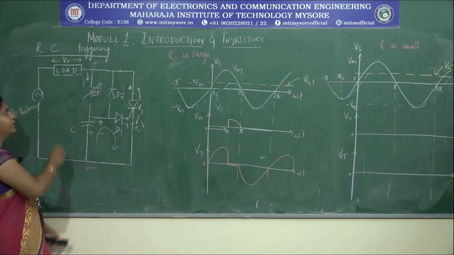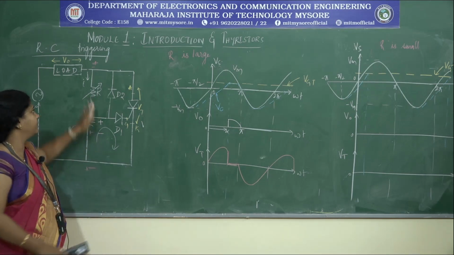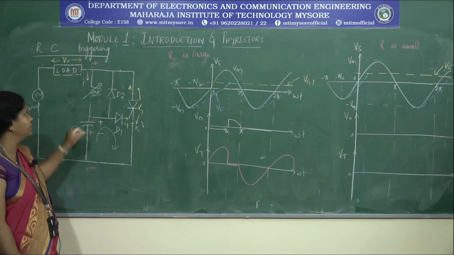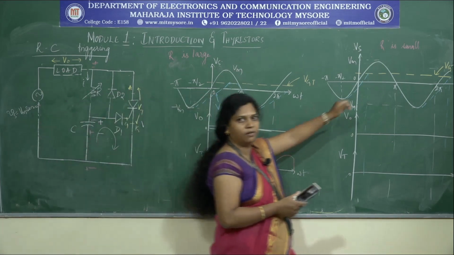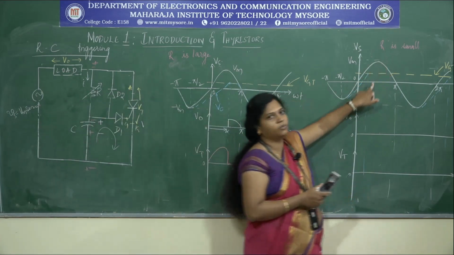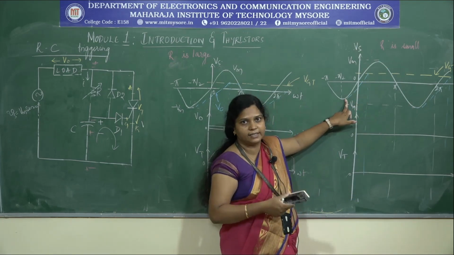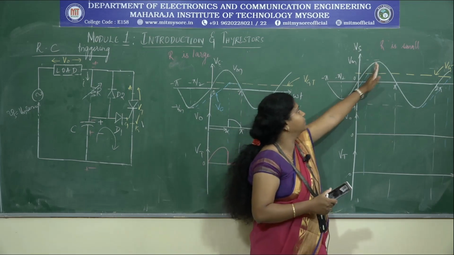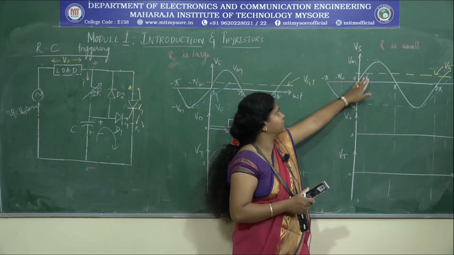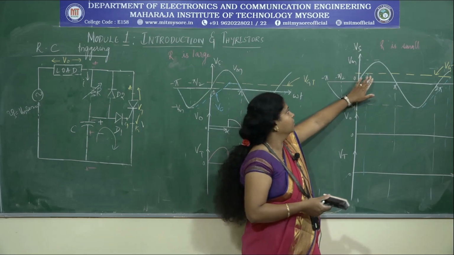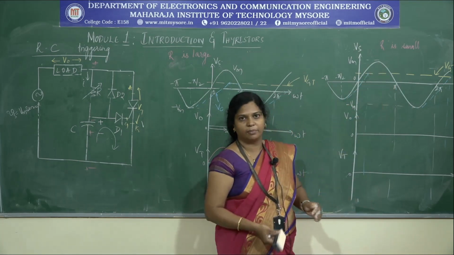Now, the next case, when the value of R is very small, what happens? Resistance is small means there will be a high current flowing, since current is inversely proportional to resistance. Current is high means quick charging and discharging takes place. So before it reaches 90 degrees itself, the thyristor is going to turn on. That is, the capacitor is discharging at a fast rate. Okay. So the threshold voltage is obtained much before reaching its peak amplitude.